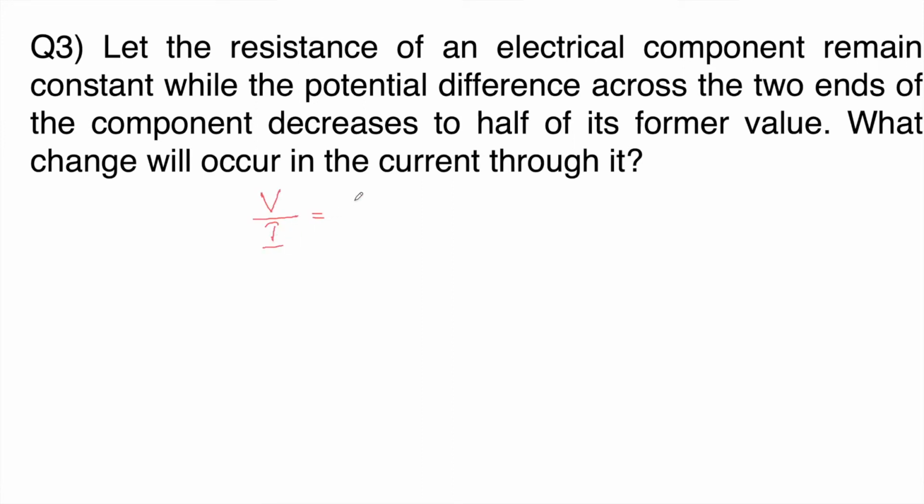V by I is equal to R. And voltage and current are always directly proportional. When voltage increases, current increases. When voltage decreases, current also decreases. The ratio between these two will be a constant value, that is known as resistance.